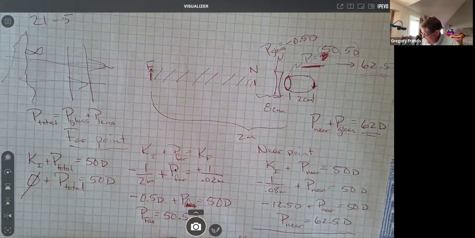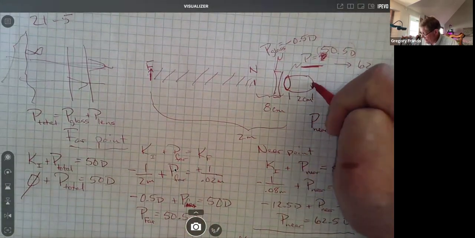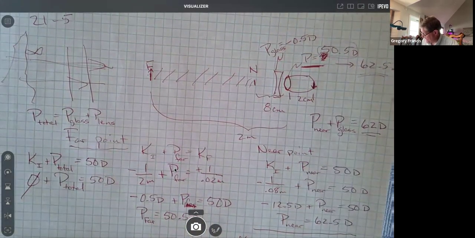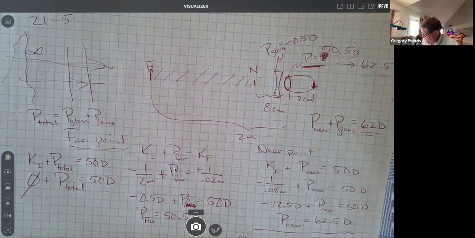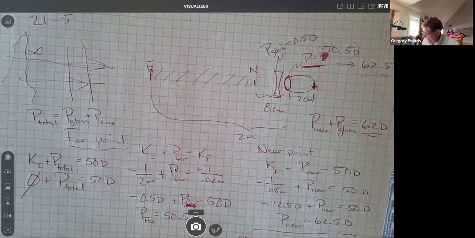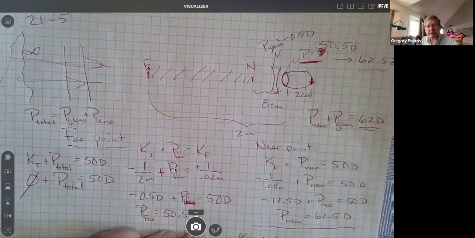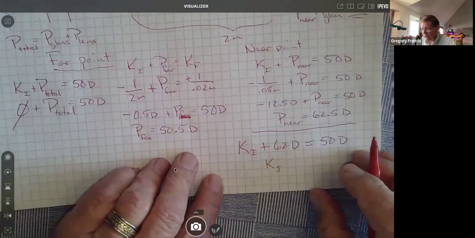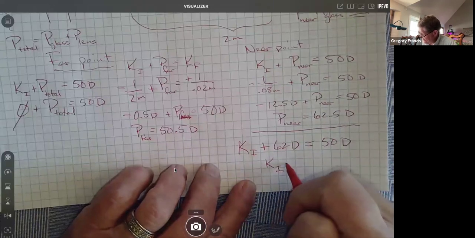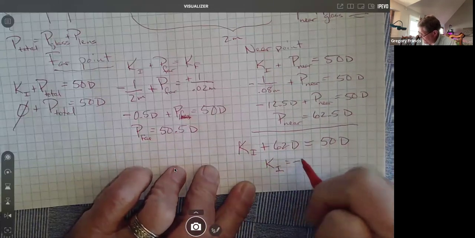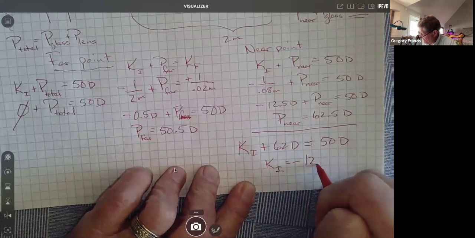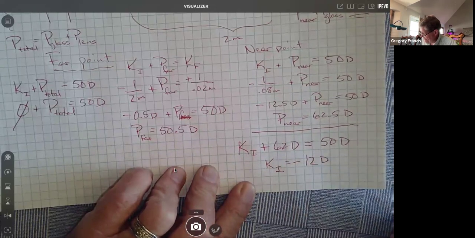So if I do K initial plus the power of 62 diopters, it still has to focus on the back of her eye at the retina. So that's going to be 50 diopters. That means that K initial, in order for this to be true, has to be negative 12 diopters.